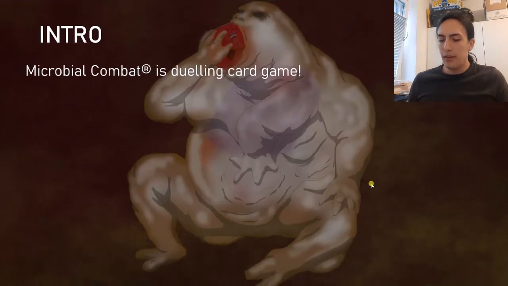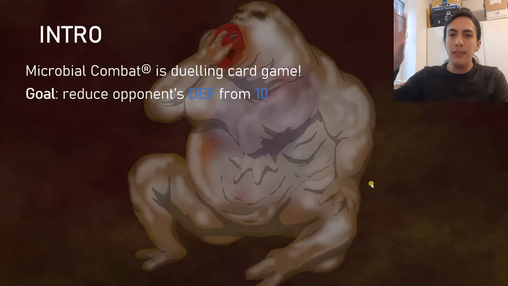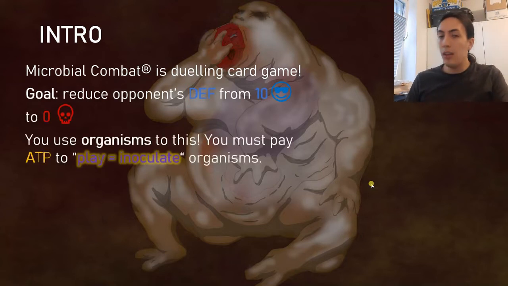So as it is a dueling card game, you play against one other player, and your goal is to defeat them by bringing them from 10 defense down to 0. And you will do this with organisms. To get to the point where you can reduce their defense points and do them damage, you need to first play your organism. This is called inoculation in the game. To take them from your hand and put them on the board, they must do this before you can attack with them. To do this action of putting them on the board, you need to spend ATP. And ATP is the currency of the game.